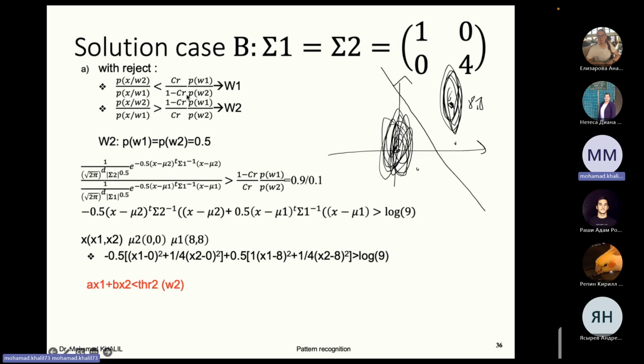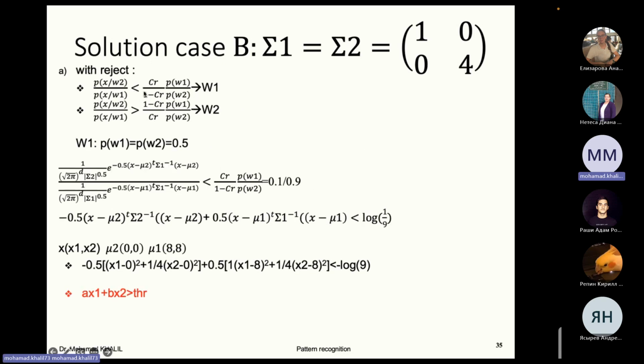Also, why? Because if you apply this and this for class 1, you have this over this less than the same equation, exactly the same equation, but sigma here will change. So here you have minus 0.5 (x minus mu2) transpose sigma 2 inverse (x minus mu2) plus 0.5. Look here, because here is the same, we can simplify. Less than 0.9. If you put x2 0.88, you will have something like that.